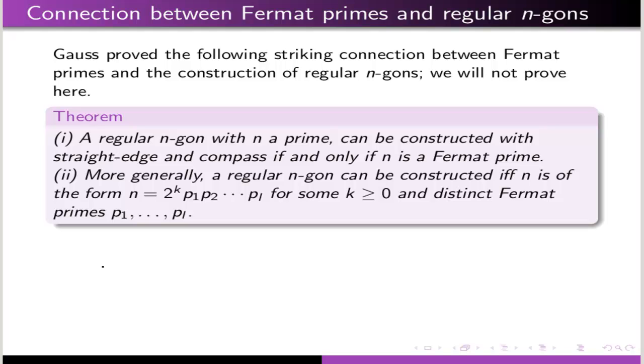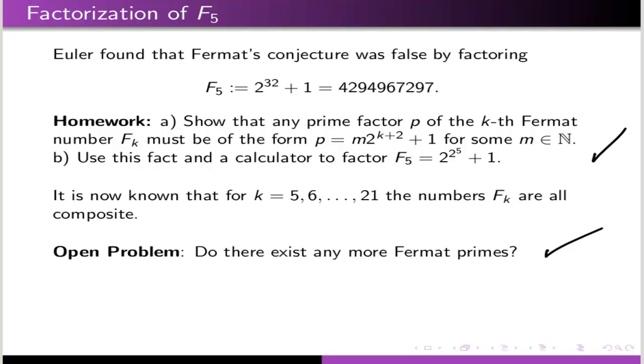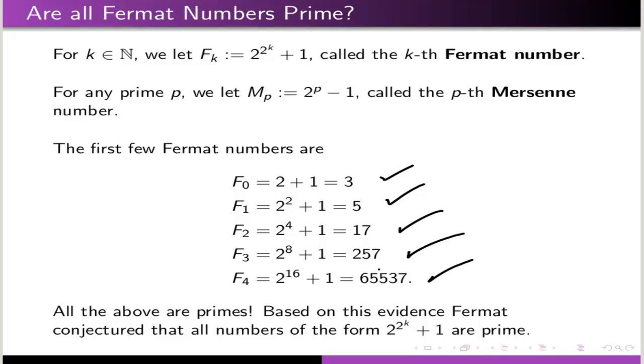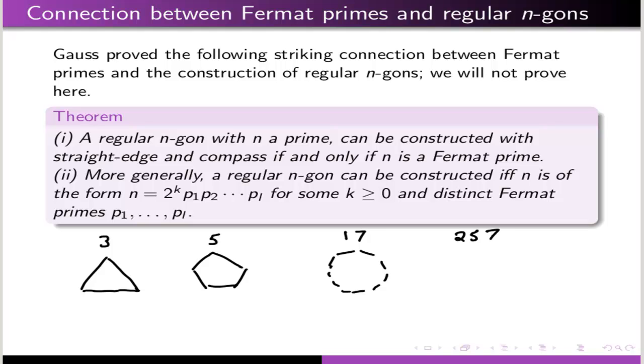So the first few Fermat primes were 3. And I think you all remember how to construct an equilateral triangle with a straight edge and compass. The next Fermat prime is 5, and that gives us a pentagon. And then you have a 17-gon, which I wouldn't want to try to describe. And then the next couple were 257, and then 65,537. And believe it or not, people have actually sat down to do those constructions. So those are the only regular n-gons that can be constructed with a prime number of sides.